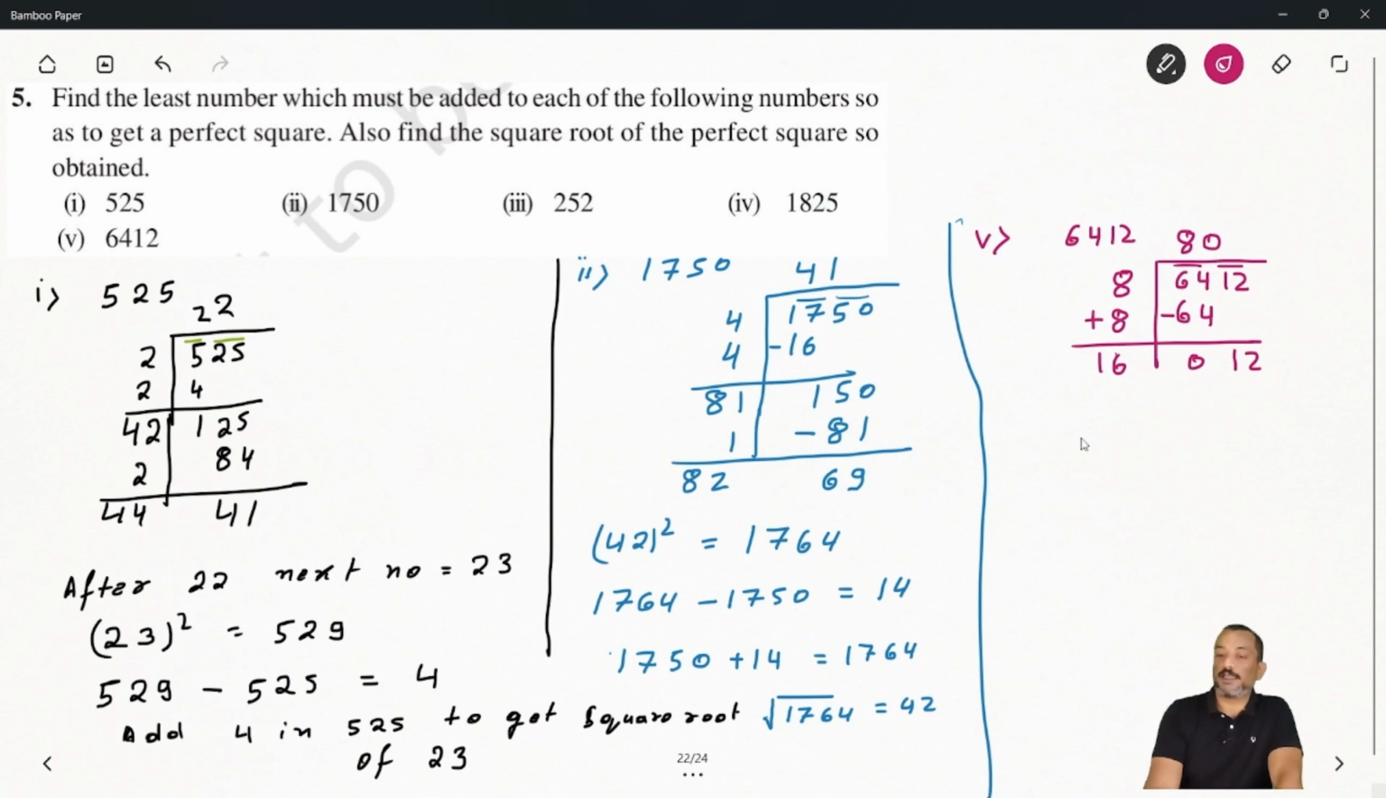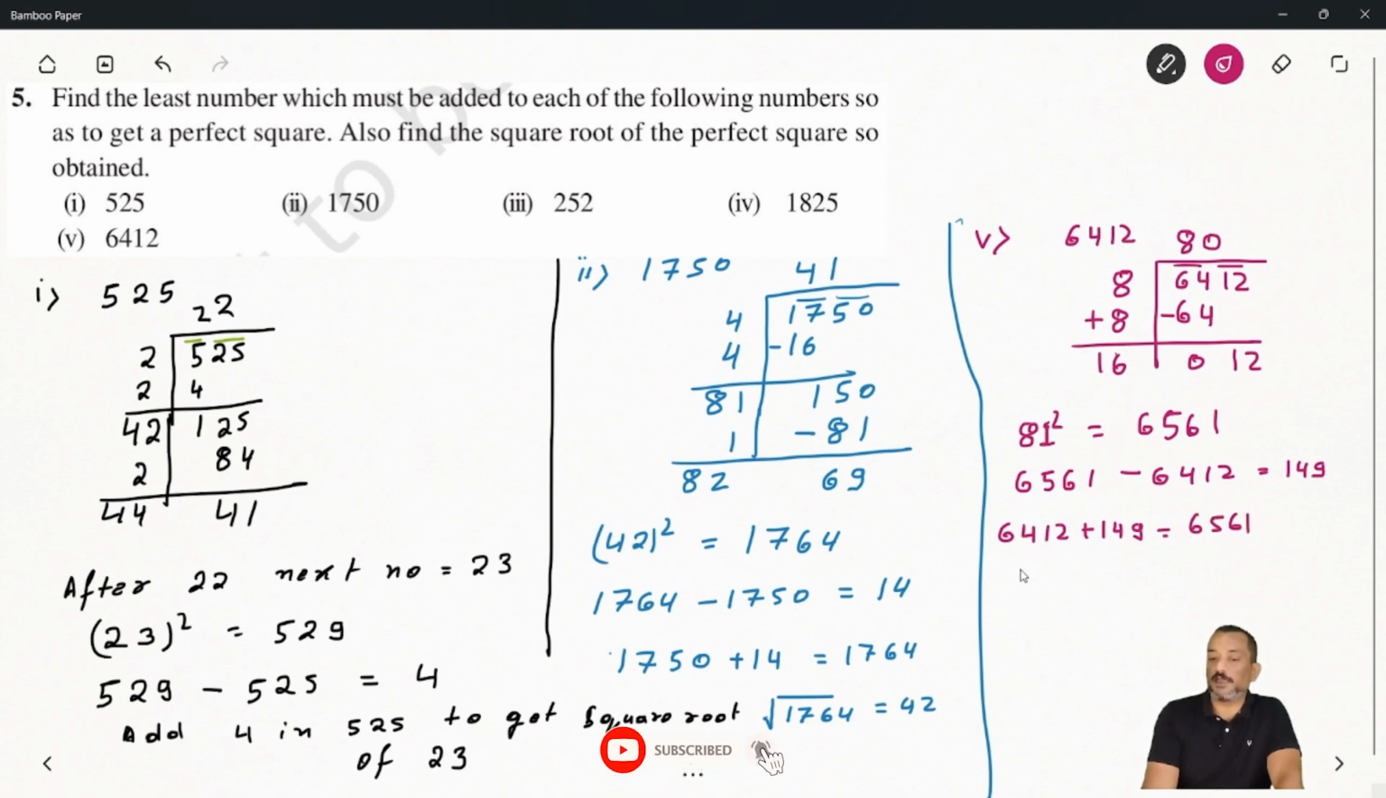So which means the next number you have is 81. So how much will 81 squared be? If you find 81 squared, you will get 6561. Okay, so 81 squared. So which means 6561 minus 6412 subtract. So you will get 149 here. So which means in 6412 you will add 149. What will you get here?